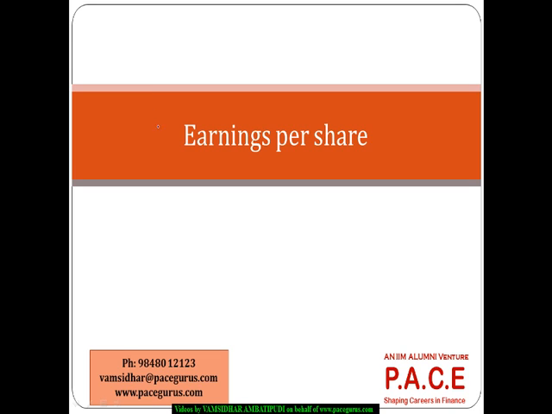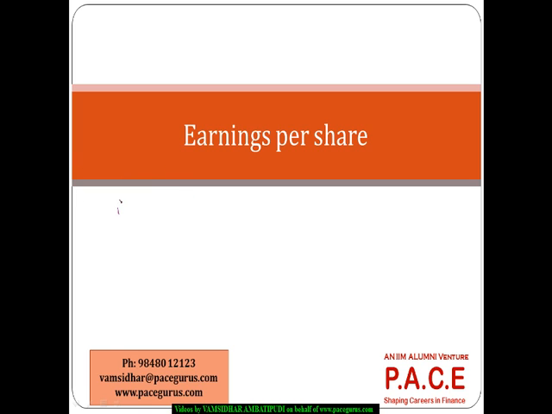In this session, I'm going to look at one of the most important tools used by analysts, especially from the statement of comprehensive income or the income statement, the profit and loss statement, for typically assessing the performance of the firm, which is the earnings per share.